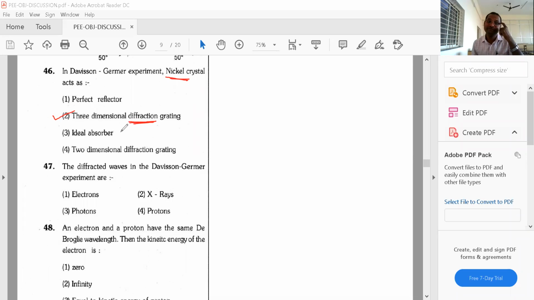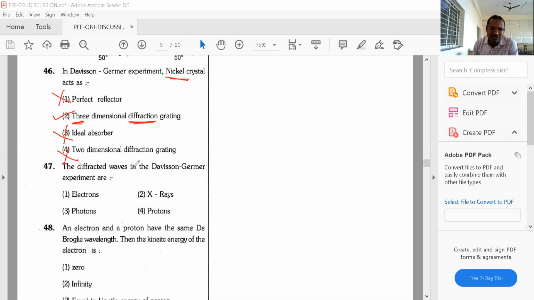Remember this name. It is not an observer, it is not a reflector, it is not a two-dimensional grating. It is three-dimensional, 3D. It will scatter the electron three-dimensionally, in all directions. It won't scatter the electron only in one particular plane. It will scatter in all directions throughout the space. So that's why three-dimensional is the important word.